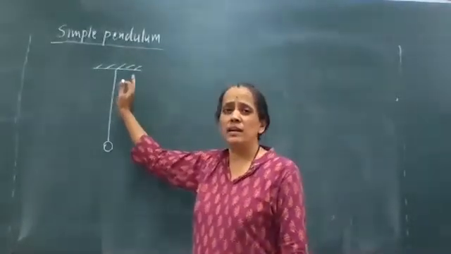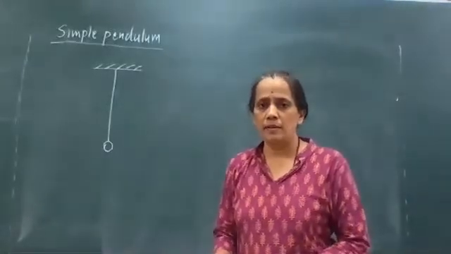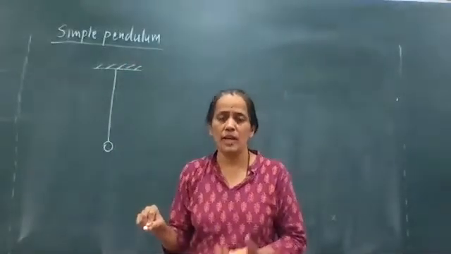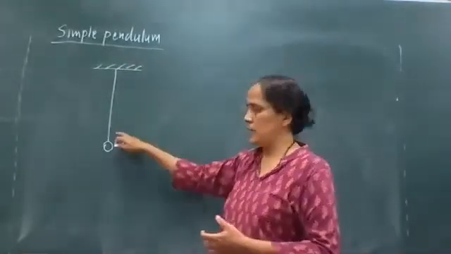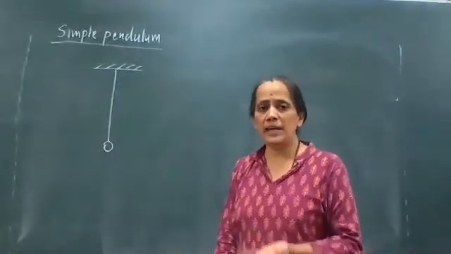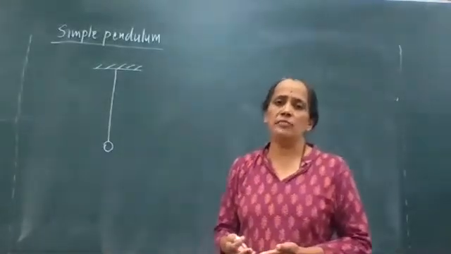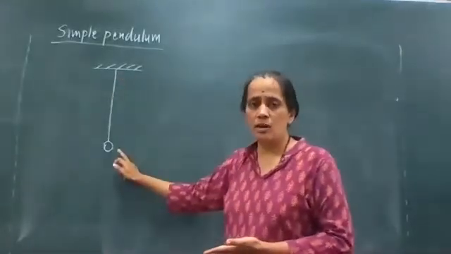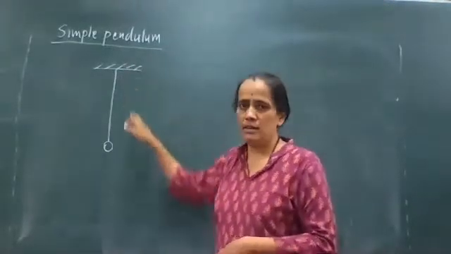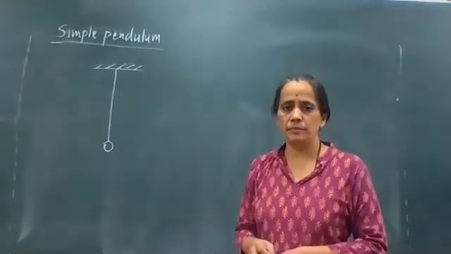Ideally, it should be inextensible and it should be massless. So an ideal simple pendulum consists of a heavy mass attached to a string. That string should be massless and inextensible. But practically, it is not possible. So practically, a simple pendulum can be defined as a heavy mass, or I can say a point mass, attached to a string which is light in weight and inextensible.